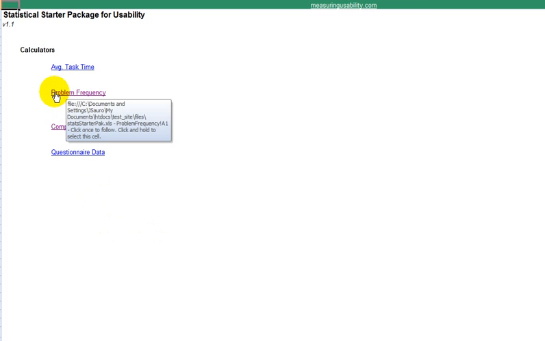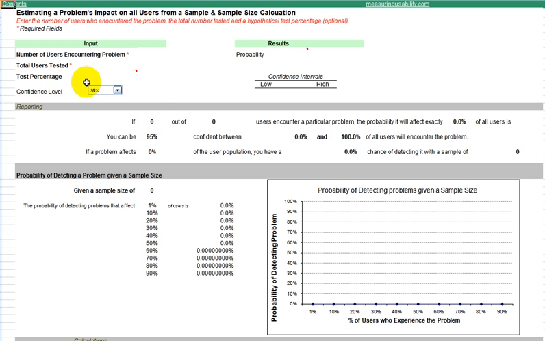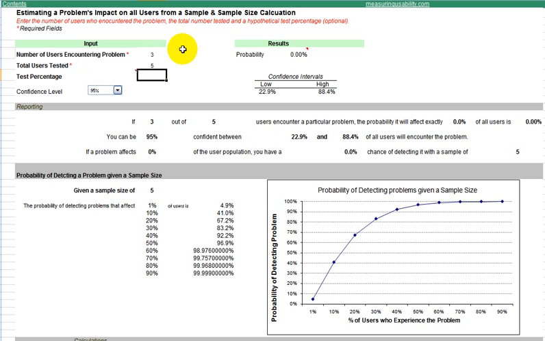So we use the problem frequency calculator and simply enter the number of users that encounter the problem, which is 3, and the total users tested, 5. And this tells us if we see 3 out of 5 users in a test, we would expect between about 23 and 88% of all users to also have a problem with this design element. It's pretty significant. It updates down here in a sentence for you so you can even copy and paste this into a report. So you can be 95% confident between 22.9 and 88% of all users will encounter the problem.